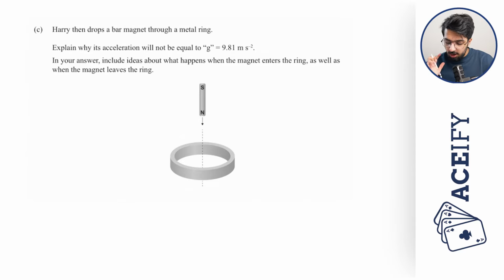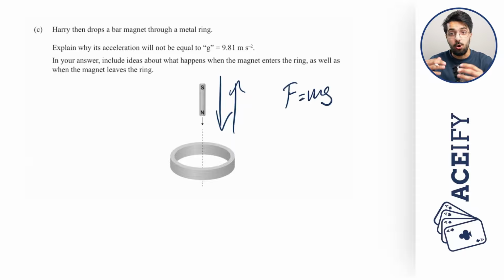Alright, so the overarching idea is that when the magnet falls through the ring, it will induce a current within the metal ring, and those currents will produce a magnetic field within the ring. Due to Lenz's law, this magnetic field will be produced in a way that opposes the motion of the magnet. And so as the magnet is moving down, the opposing magnetic force will act upwards, and therefore the net downwards force is less than F equals mg. So that's the overarching idea.